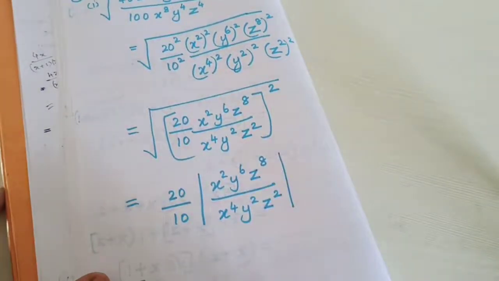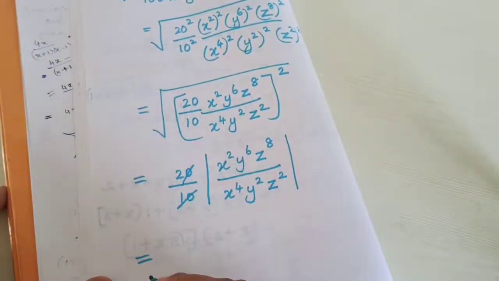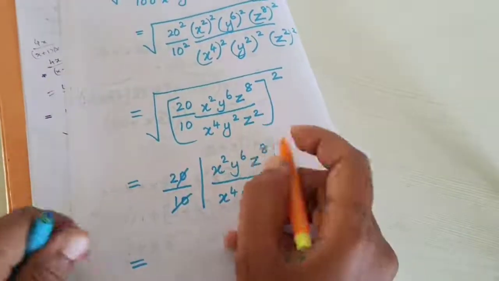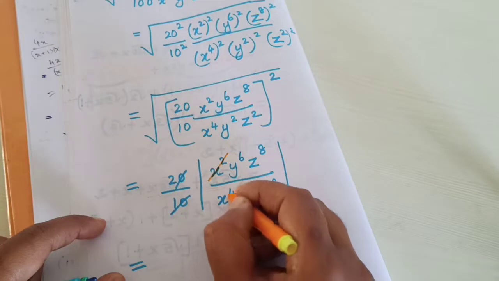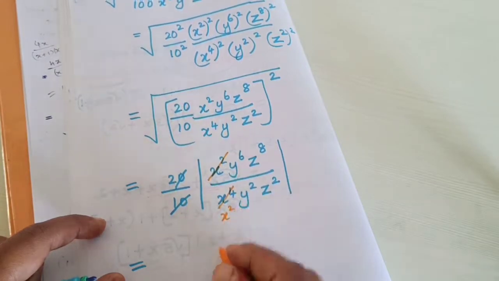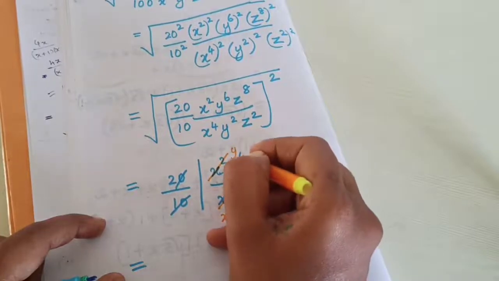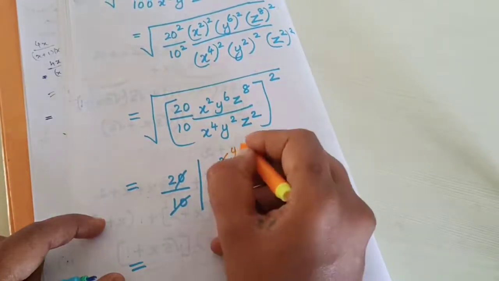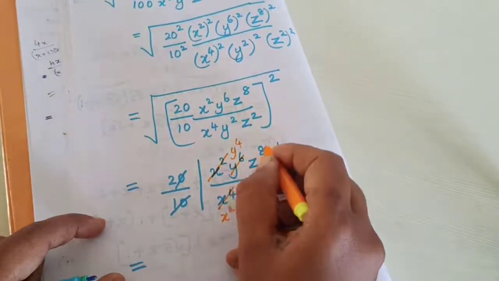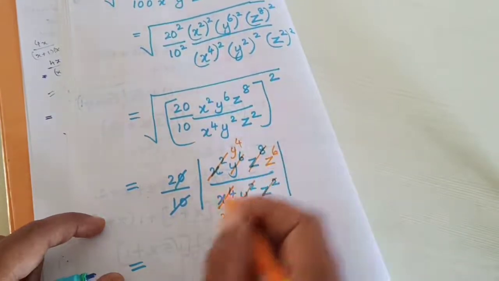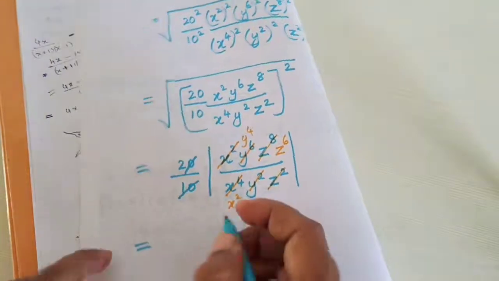Now check for the cancellation. 0 and 0 get cancelled. Here x square, x power 4. So what will be the remaining term? Here x square. Here 2 terms will be more, no? Here y square, then y power 6 terms. 2 terms we cancelled, so remaining 4. From the z power 8 terms, 2 we cancelled. So z power 6. So what will be the answer?